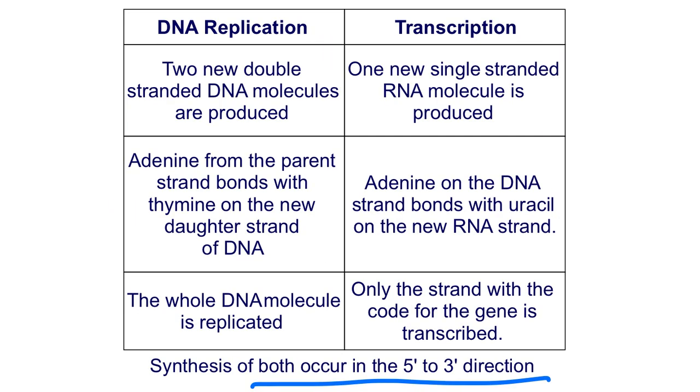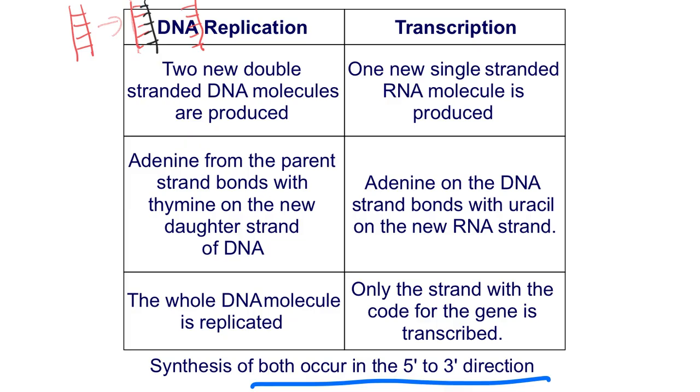Okay, let's step back and just compare replication with transcription. DNA replication. 2 new double-stranded DNA molecules are produced. Well, half new, half old, I should say. But you get one ladder here. What they're trying to say is you get one ladder. Here's the DNA before replication. And then after replication, you get two molecules of DNA exactly alike, except half of it's old and half of it's brand new.